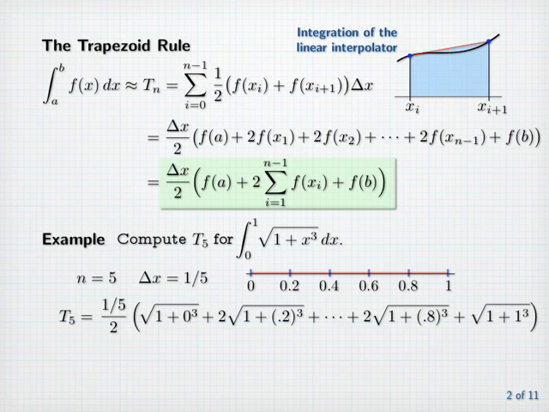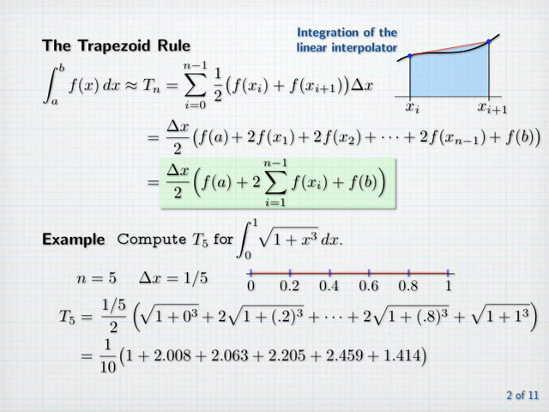Now with the help of a calculator, we'll compute those function values, and the value of t5 ends up being 1.115. Now it would be very nice to have some idea how accurate this approximation of the integral is. Fortunately, it is possible to estimate the error, and this is what we'll discuss next.